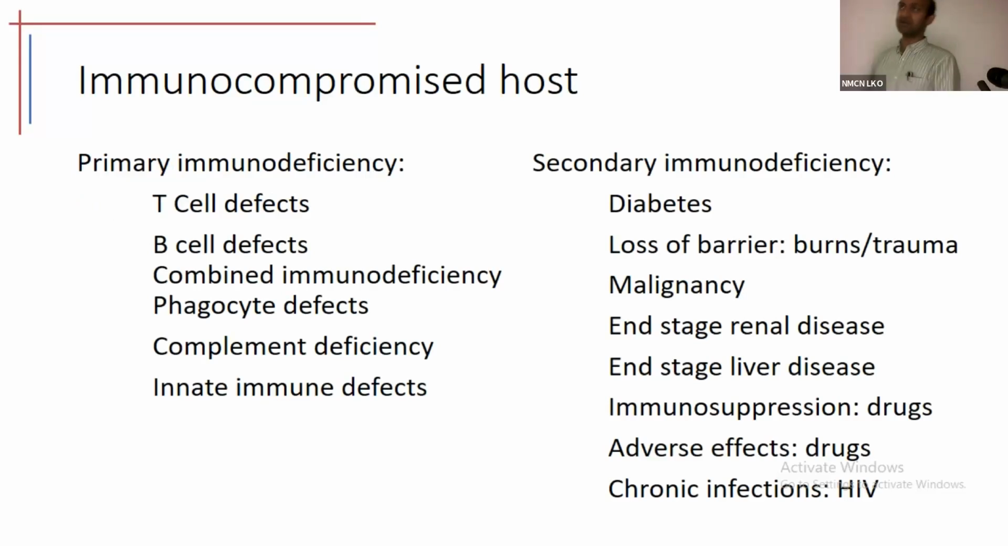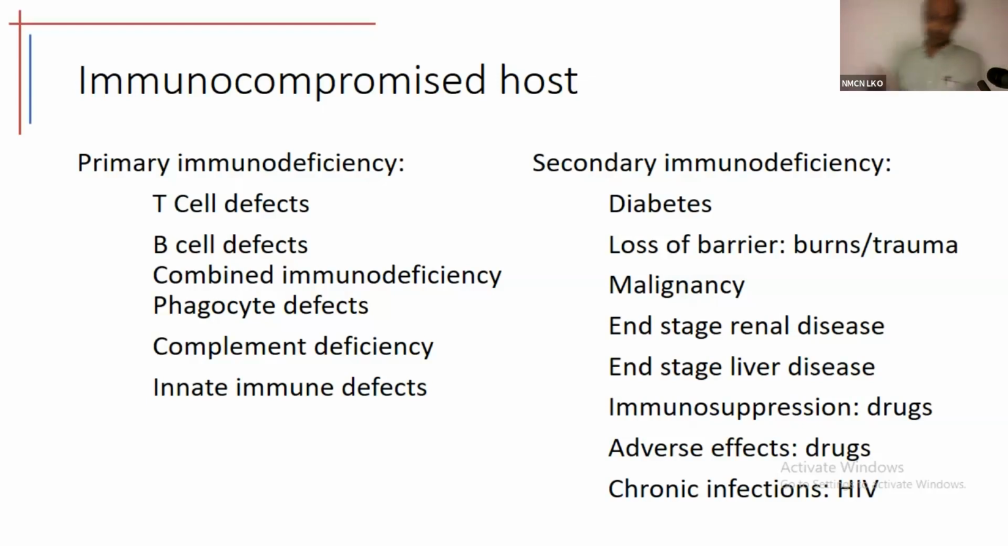So the screen is divided into two parts. On the left, you can see primary immune deficiencies, and maybe other than hematology and clinical immunology, a lot of you may not be encountering these patients a lot, but these are the group of primary immune deficiencies that may exist. And these are T cell defects, B cell defects, combined immunodeficiencies, phagocyte defects, complement deficiencies, and innate immune defects. Again, a very niche group of patients, but at least when they come to you, you may refer them to the correct specialty, that is immunology or hematology for management.